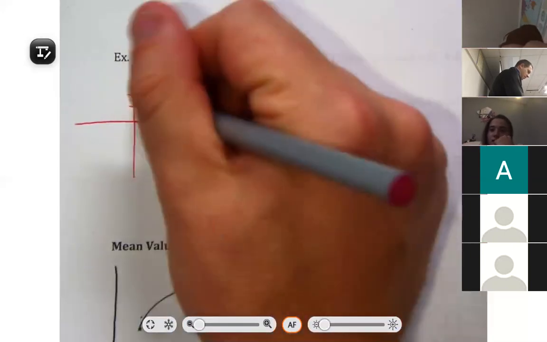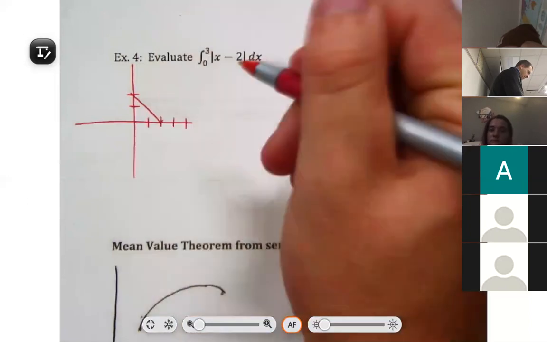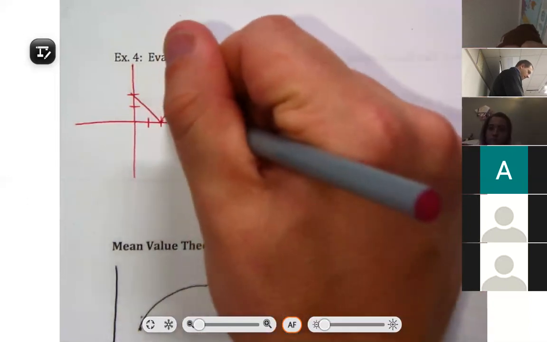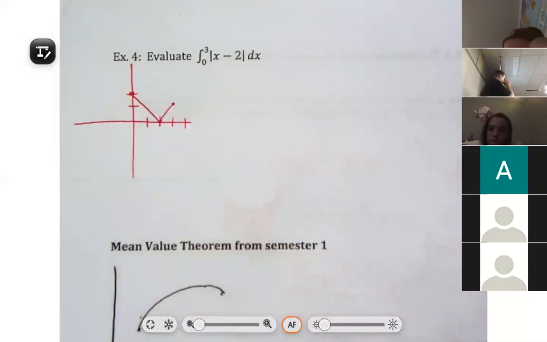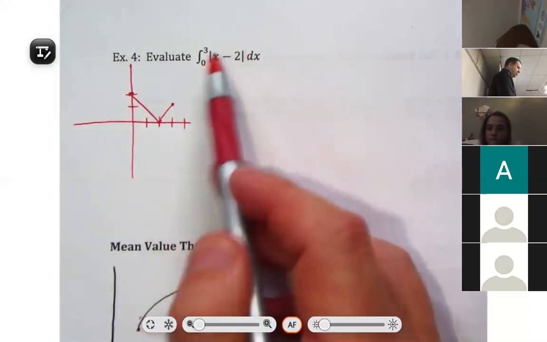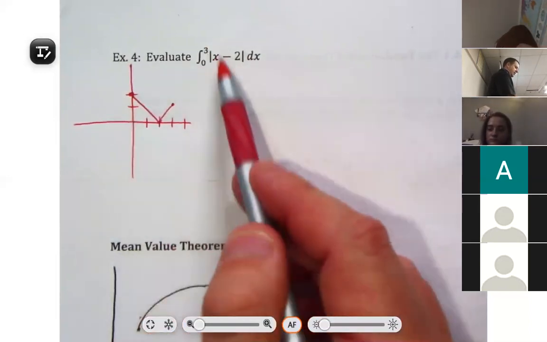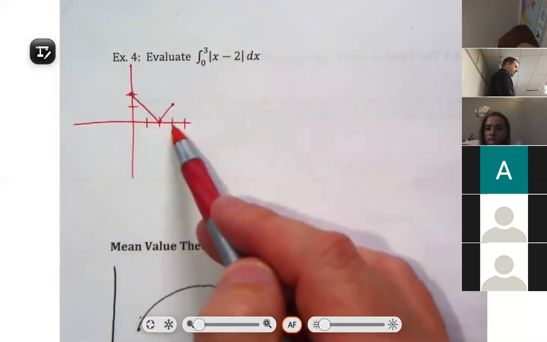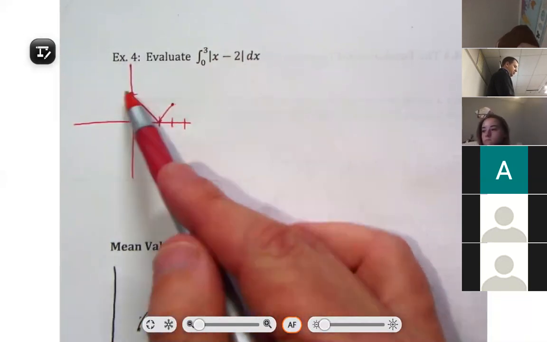So it looks something like this. You're going from 0 to 3. If you're someone who's like, I would not remember that shifting whatsoever, then make a little table of values to draw a rough sketch. Like if I plug 0 in for x, I get positive 2. So I put my first point at 0, 2. If I plug 3 in for x, I get 1. So plot another point at 3, 1. And if you plug 2 in for x, you get 0. 2 is where the turning is.